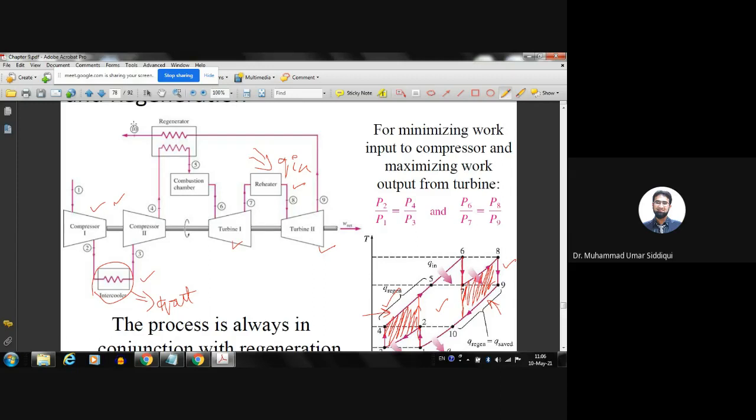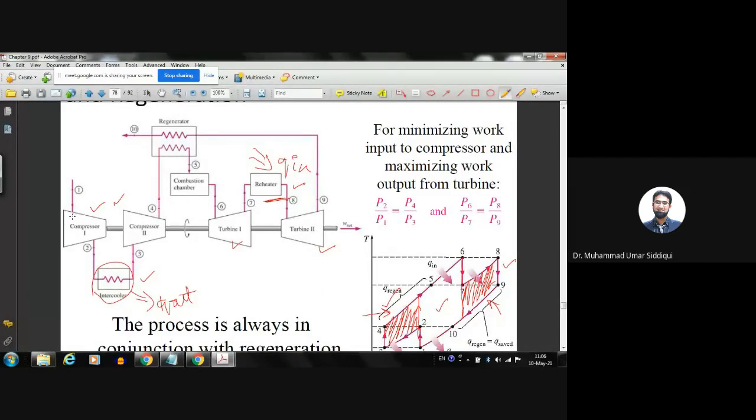The intercooling and reheating is at constant pressure. Since it is at constant pressure, Q in here will be H8 minus H7. Q out here will be H2 minus H3. So it's as simple as that. It's just the difference. If you look here, all the processes are just the difference in enthalpies.